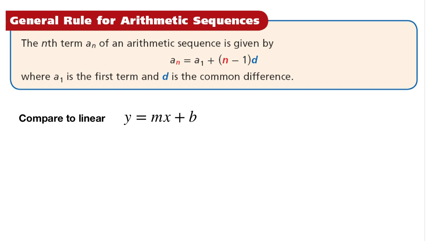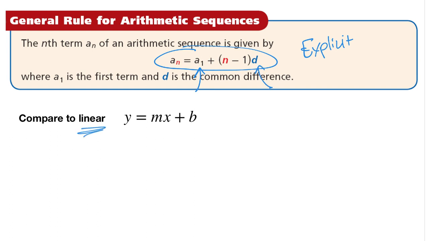Here we have the general rule for arithmetic sequences, and this is going to be an explicit formula, meaning to find any term in an arithmetic sequence. So this is it right here. You're going to be seeing this a lot. A sub 1 right here is the first term, and d over here is the common difference.